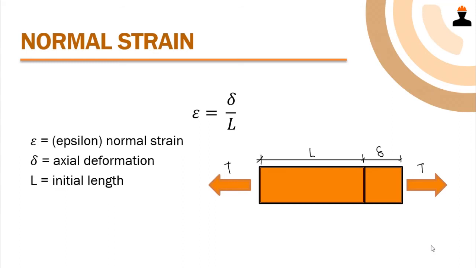The strain is in terms of epsilon, which is equal to the axial deformation, that is delta, over L. Our L here is the initial length. Now, if our bar is being stretched by a tensile force T, this L here is the original length. But due to the tensile load, we have an axial deformation, or the increase in the length. Therefore, our normal strain is equal to the deformation over the original length.